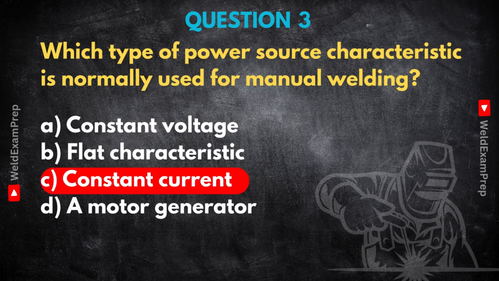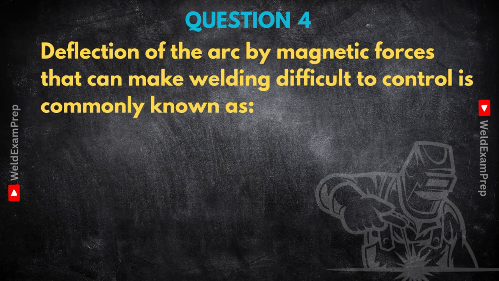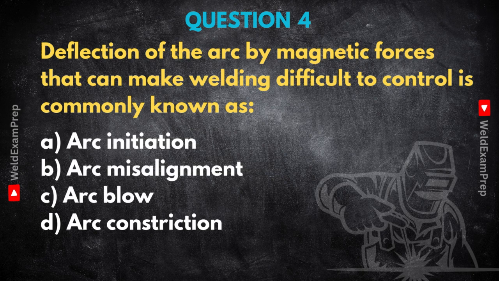Let's talk about something that could really frustrate welders, especially when using DC, an invisible force. I think I know where you're going with this one. Question 4. Deflection of the arc by magnetic forces that can make welding difficult to control is commonly known as what? That magnetic menace. Your options: A, arc initiation, B, arc misalignment, C, arc blow, or D, arc constriction.